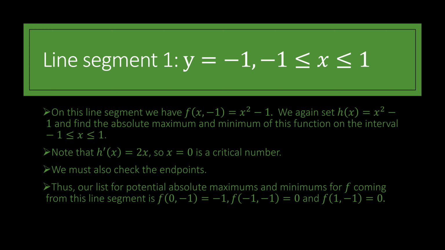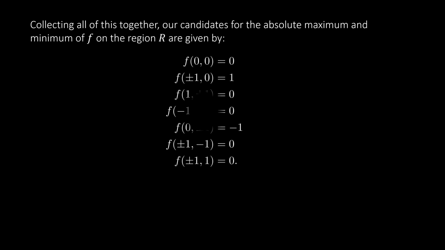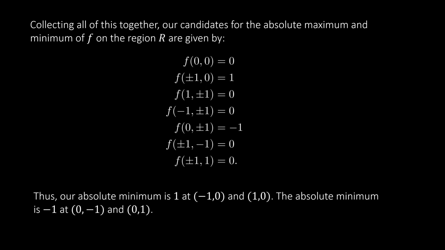Now, all of those values we circled, we're going to put onto a list to determine the absolute maximum and absolute minimum. So we put all of these on our list here. And we notice the biggest possible value we got was 1, and the smallest possible value we got was negative 1. So our absolute maximum is 1, and it occurs at negative 1, 0, and 1, 0. So notice I wrote that as a plus or minus here. When it's negative, it's negative 1, 0. When it's plus, it's 1, 0. And then similarly, the absolute minimum occurs at 0, 1, and 0, negative 1.